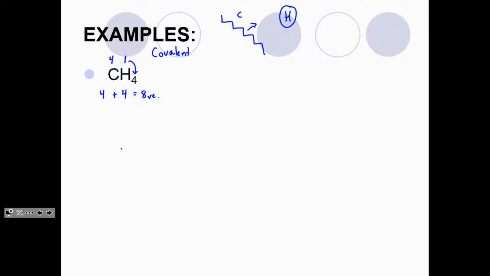Step 2, I have 1 carbon and 4 hydrogens. So I'm going to put the carbon in the center, and I'm going to space out. Let me draw this a little bit bigger. I've got plenty of real estate here. I'm going to draw the hydrogens spread out. Step 3, my favorite, connect each element with the other with single bonds.